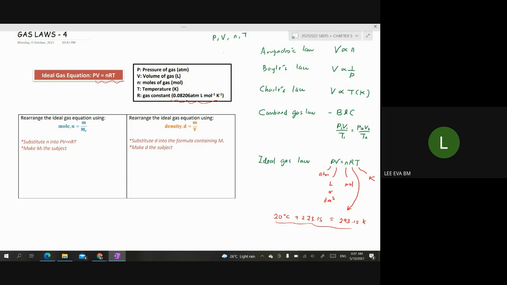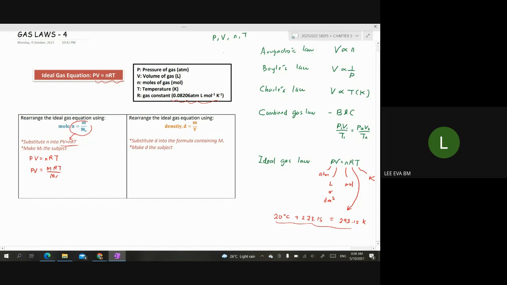Okay, so we want to rearrange the ideal gas equation using the formula of mole equals to mass over molar mass. So substitute n into PV nRT. So let's just do this. PV equals to nRT, and since n equals to m over molar mass, we just substitute. So PV equals m RT over molar mass. So that means you substitute this thing into the n here.